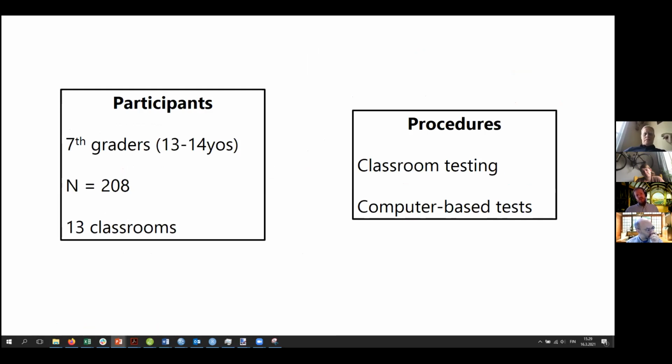This was a study with about 200 7th graders in Finland. They came from 13 classrooms. This was the pretest from an intervention that we carried out trying to improve their adaptive rational number knowledge. But we're just looking at their performance across the various measures on the pretest. We carried this out in a whole classroom setting, and used computer-based tests.